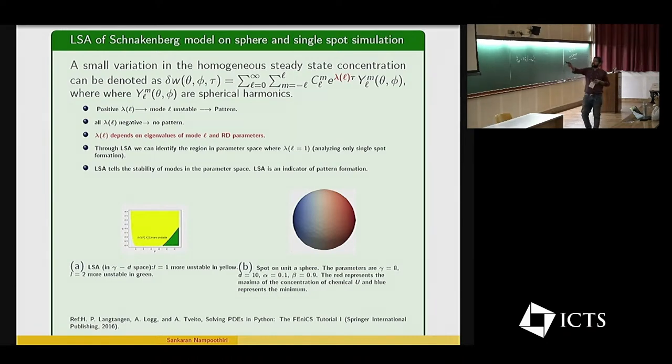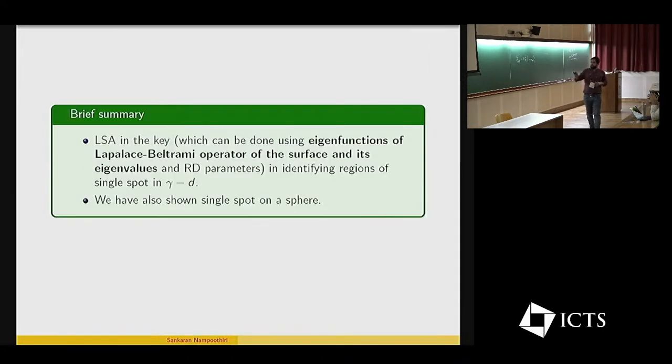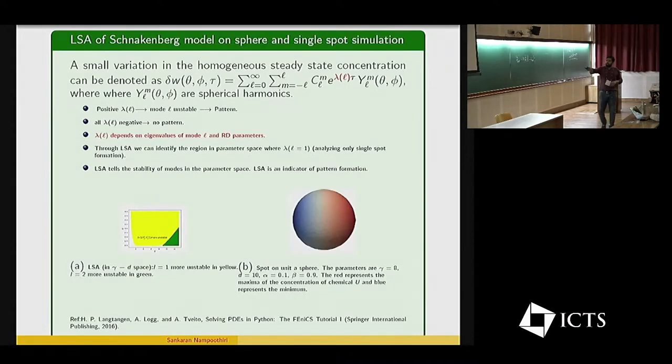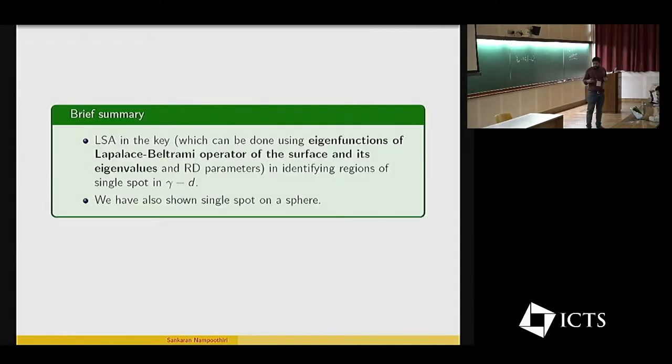So the crucial thing in LSA is lambda of L. It's called the growth rate of mode L. It depends on the eigenvalue of the mode and the RD parameters. So if you tell me the eigenvalue and RD parameters, I can compute lambda of L and see whether that set of parameters will lead to a pattern or not. In the case of a sphere, this yellow region is where you get a single spot. The green is where you get two spots. And this is the numerical result. So that's the basic thing: you do linear stability analysis, find the parameters for which you can see a pattern, and then you do it numerically. Fine.